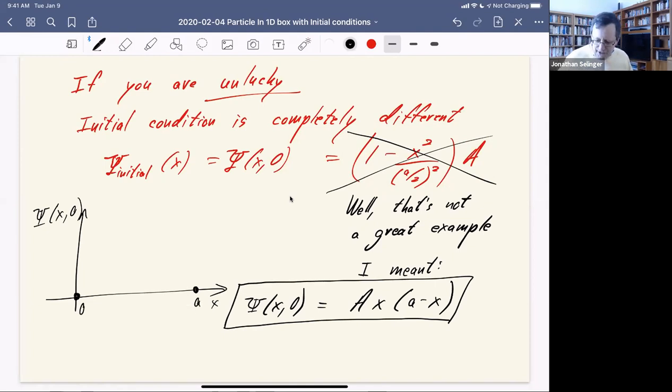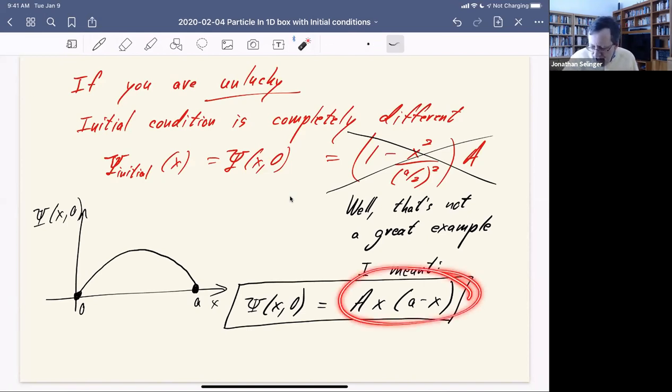And so it's 0 here, it's 0 over here, and in between it's some other continuous function. I don't know, maybe it's a parabola that comes up and goes back down again. That's what I was trying to make up on Tuesday. So what I really meant was a function like this one, which is a parabola pointing down, and it's guaranteed to be 0 when x equals 0, and it's guaranteed to be 0 when x equals a, and in between it's something else, right?